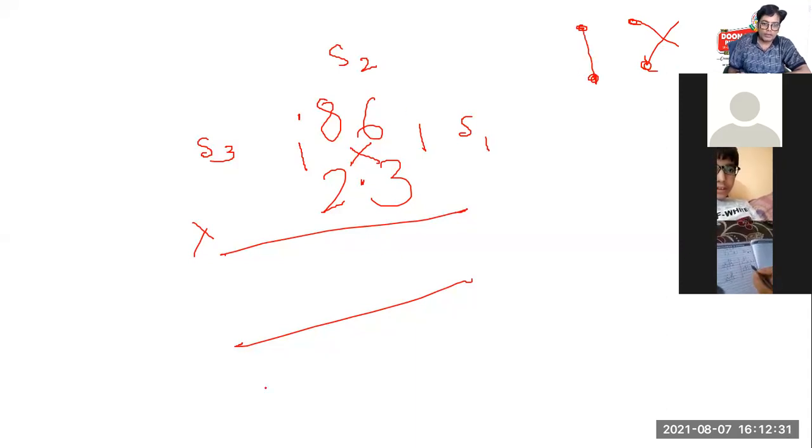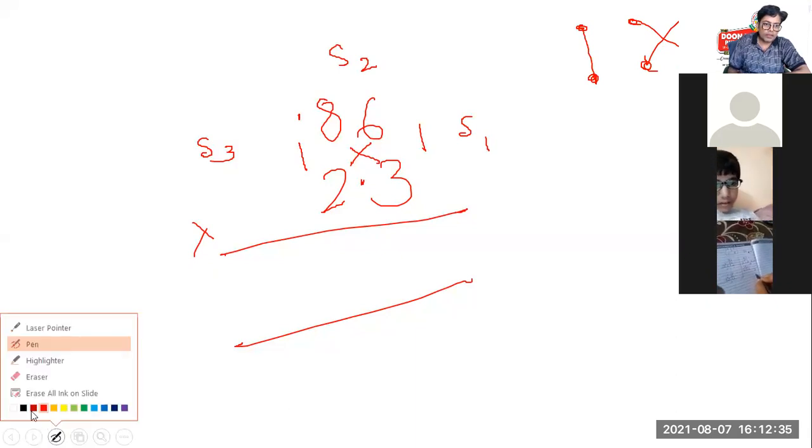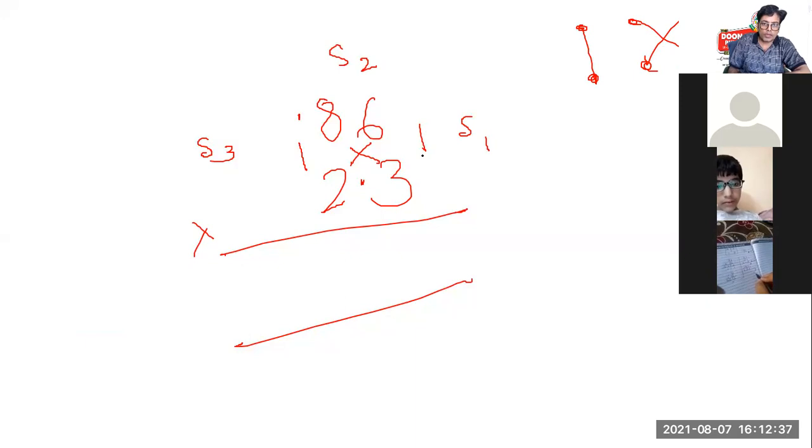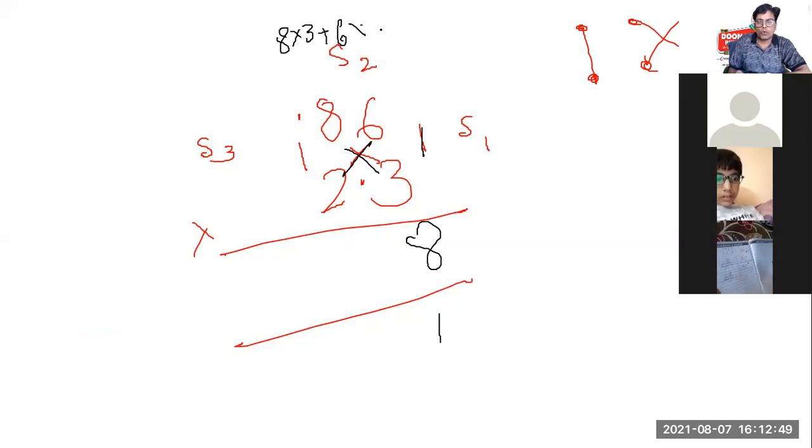6 threes are 18. Carry over 1. Now cross multiplication. 8 into 3 plus 6 into 2. That is 36. 36 will be added by 1, 37.